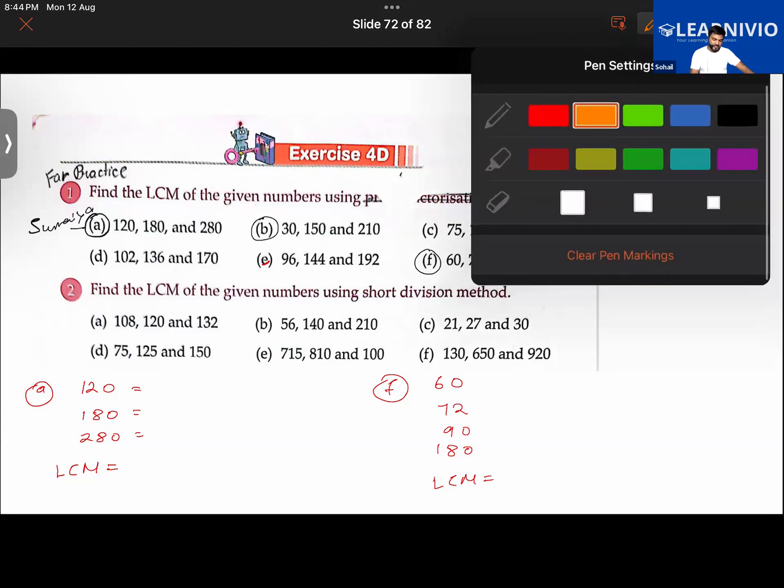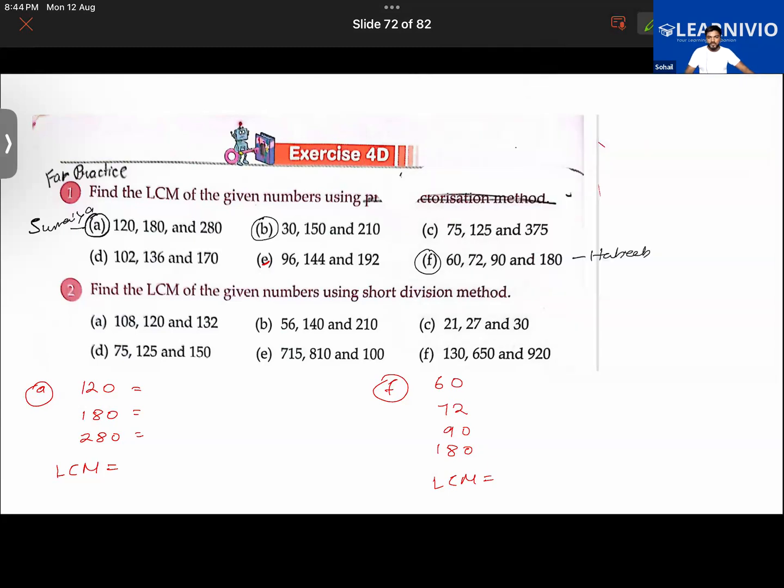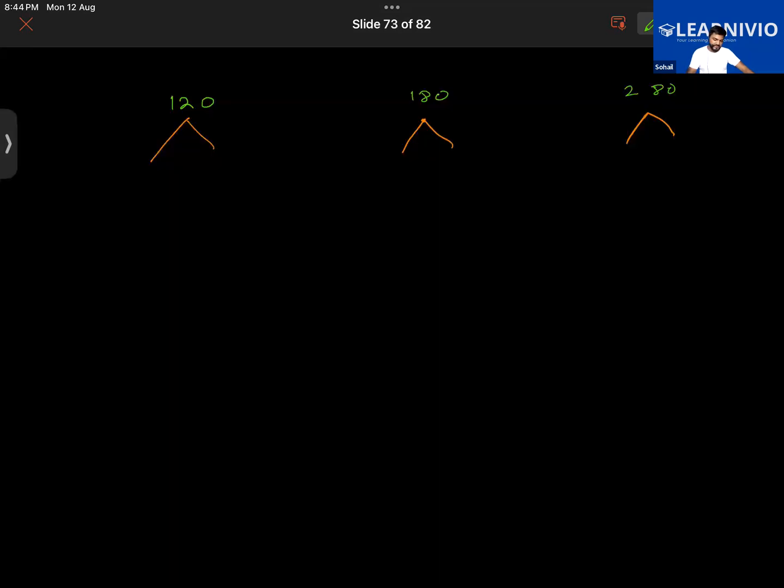First of all, both of you have to do the prime factorization. Use the factor tree method to find the prime factors. Okay, now like this, for example, for 120, for 180, 280.